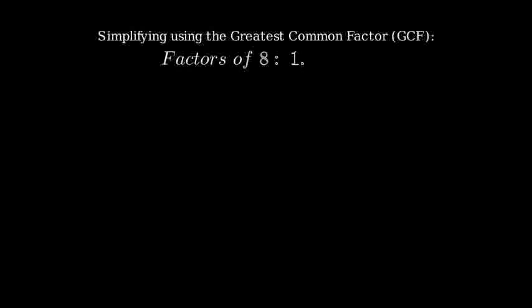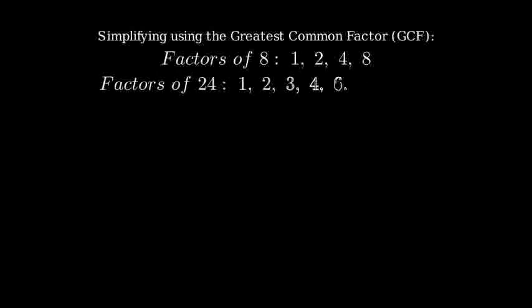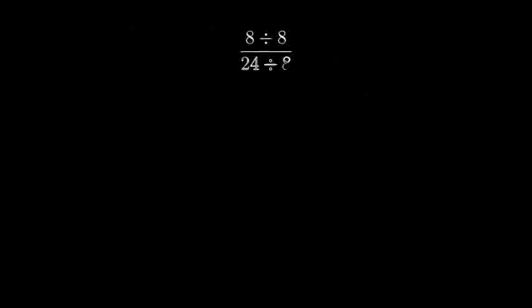The greatest common factor of 8 and 24 is 8, since it's the largest number that both can be divided by. So, we divide both 8 and 24 by 8 to simplify the fraction. Dividing 8 by 8 gives us 1, and dividing 24 by 8 gives us 3. Therefore, the simplified form of 8 over 24 is 1/3.